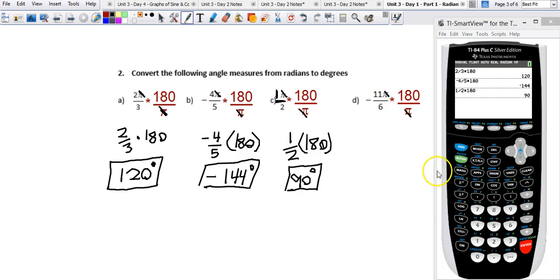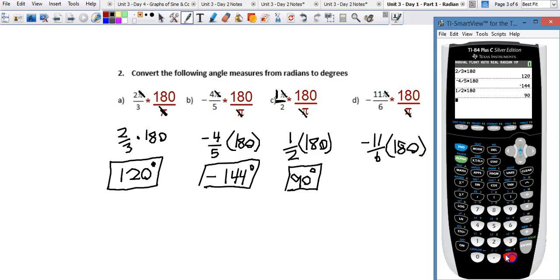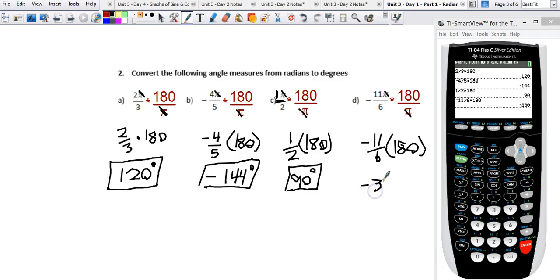And let's try negative 11 pi over 6 times 180. So we're going to do negative 11 over 6, times that by 180. And it'll be a negative number. Don't forget to put that negative symbol on there if it's there. And it says negative 330. And that concludes converting between degrees and radians and vice versa.